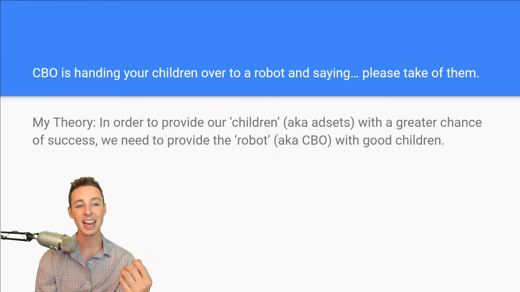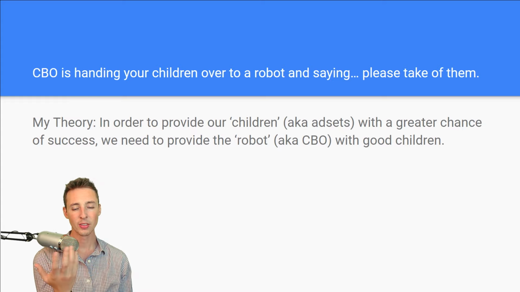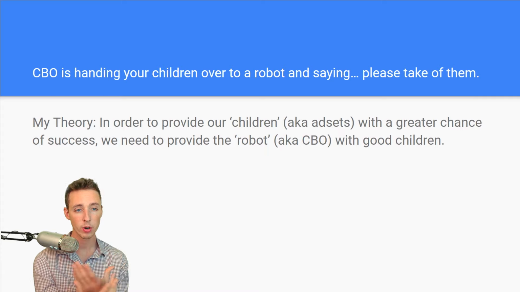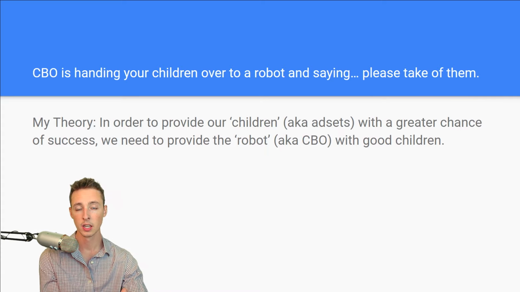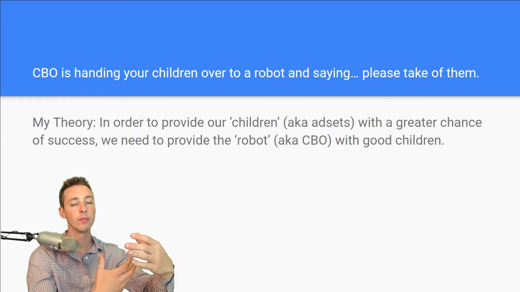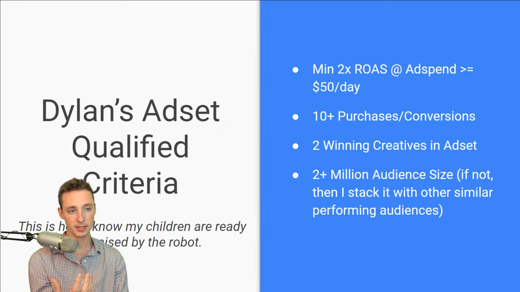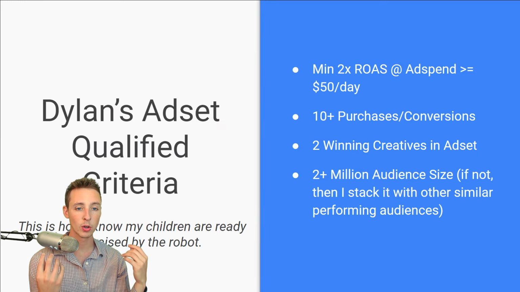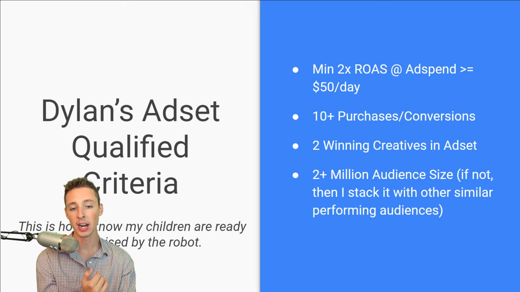Okay, anyways, back to that analogy: handing your children over to a robot. This is my theory on CBO. In order to provide our children, which are our ad sets, with a greater chance of success, we need to provide the robot with good children. There are a few ways that I do this. This is the qualified criteria an ad set must meet for me to know that it is ready to be raised by the CBO campaign.